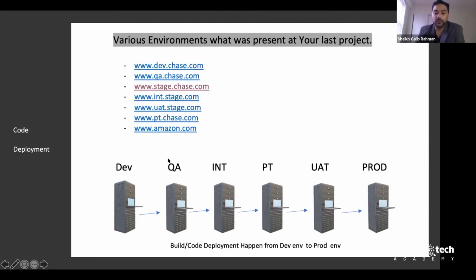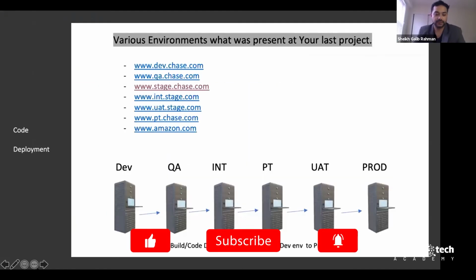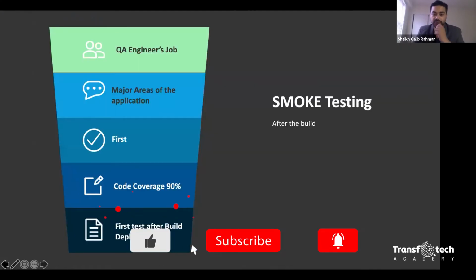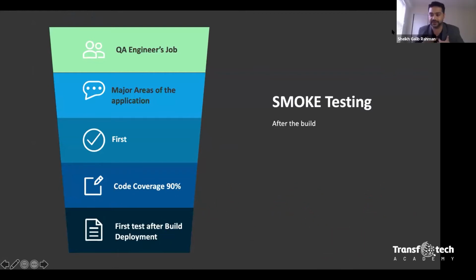But when it comes to QA, what test do you do first? That's the next topic. So you do a smoke test. That is the first test we do as QA when code gets deployed from development to QA. I'm going to talk about that.